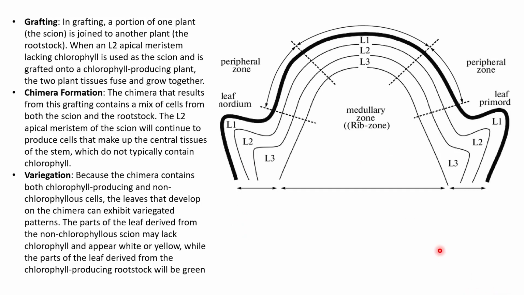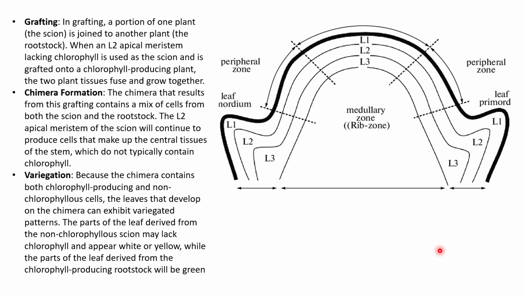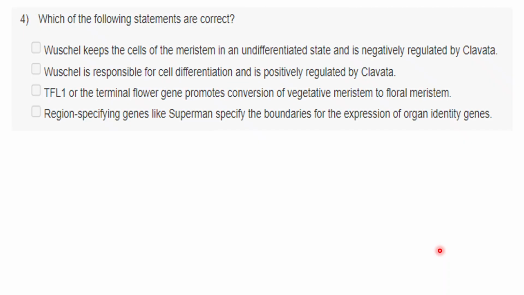The one which is arising from the transplanted L2 of the apical meristem will appear yellow and white, while those tissues which are derived from the chlorophyll producing shoot apical meristem will be green in color. So we'll have variegated leaves. I hope it is clear to the students. We'll move on to the next question.